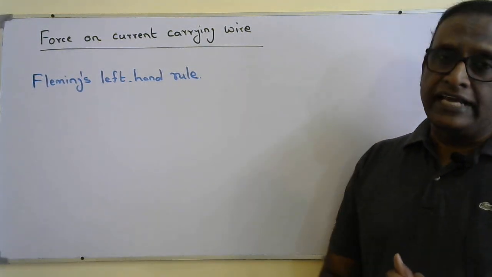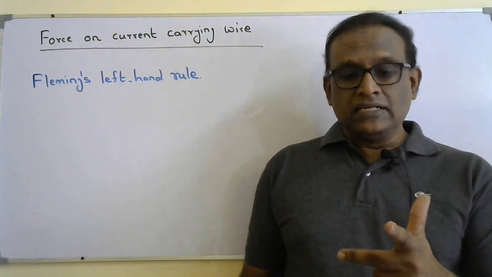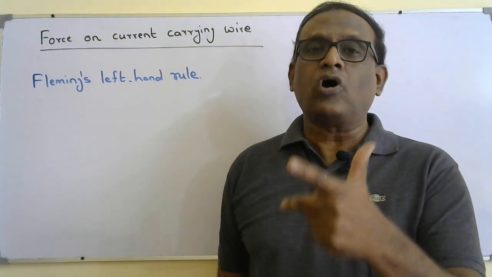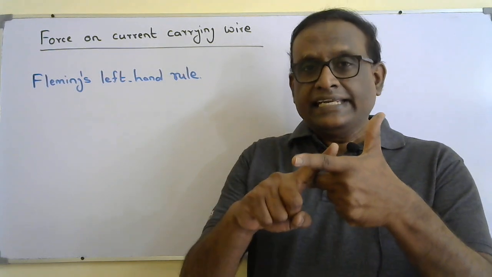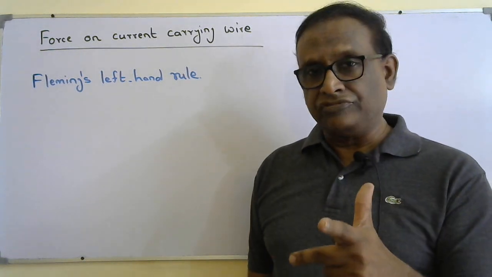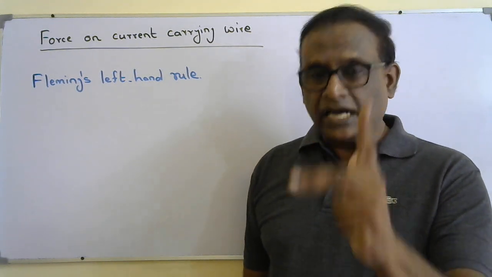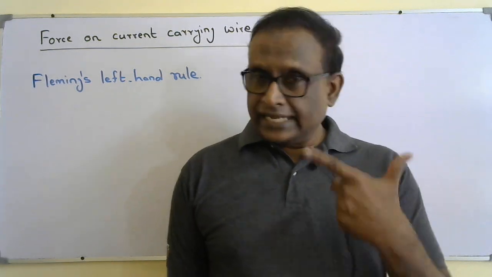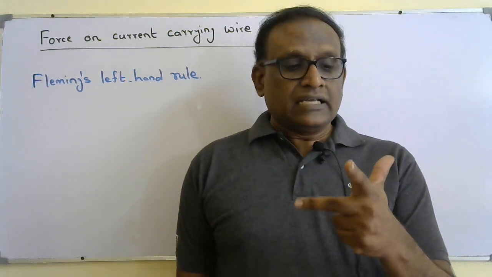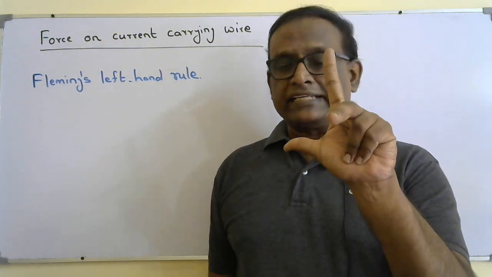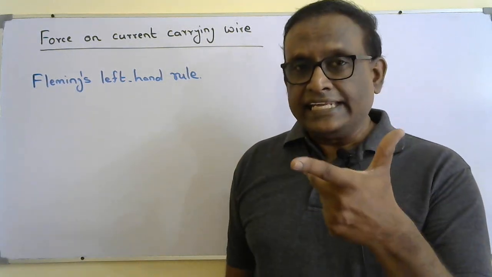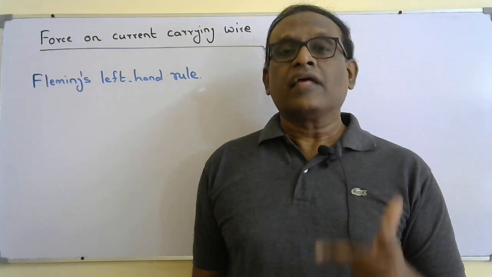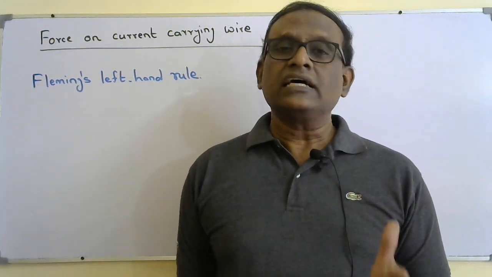Okay, what does Fleming's left hand rule say? Keep the left hand thumb, index finger, and the second finger in right angle to each other. When the index finger indicates the direction of the magnetic field, and the second finger indicates the direction of the current, then the thumb will indicate the direction of the force on the current carrying wire. Again, Fleming's left hand rule says to keep the thumb, index finger, and the second finger at right angle to each other. When the index finger indicates the direction of the magnetic field and the second finger indicates the direction of the current, then the thumb will indicate the direction of the magnetic force acting on the current carrying wire.